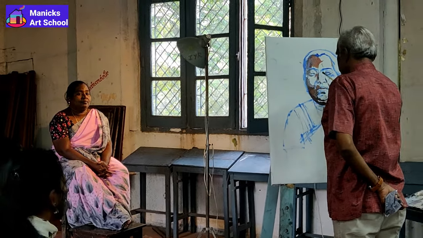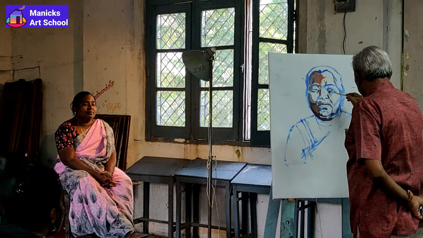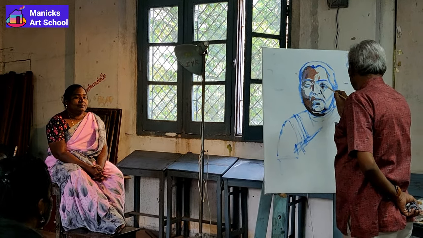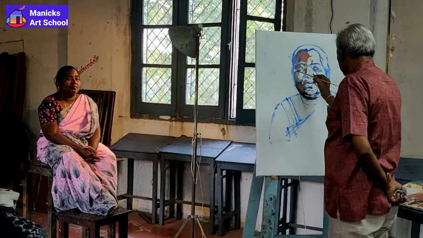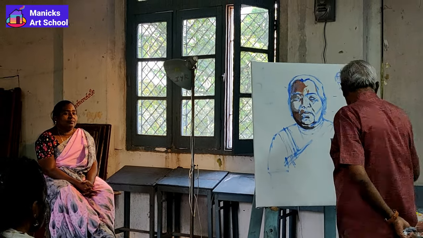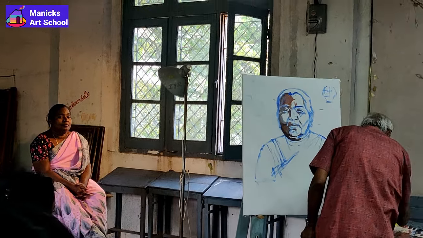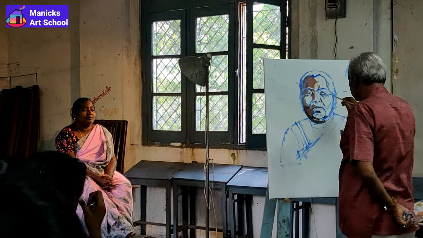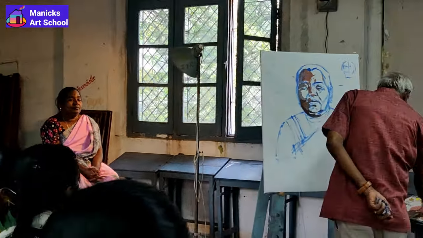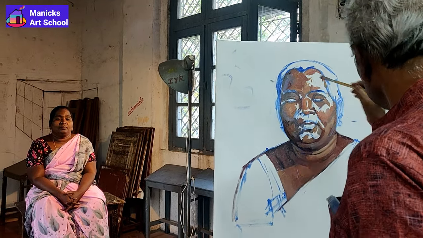Next part is the drapery. According to the wrapping of the sari or the costume which the model has, you can choose the colors in that light, dark and middle tones and the foldings. While doing the clothes, you have to spend some time to understand the folds, the frills, or the silky or matte areas of the clothes.